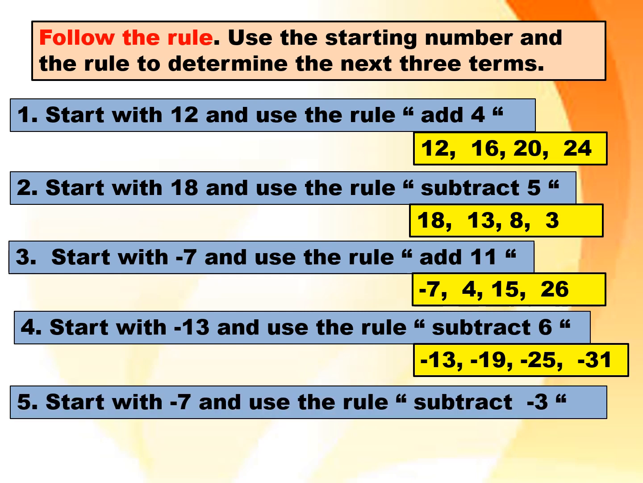Start with negative 7 and use the rule subtract negative 3. The sequence will be negative 7, negative 4, negative 1, and 2.